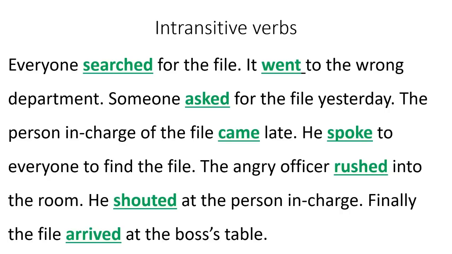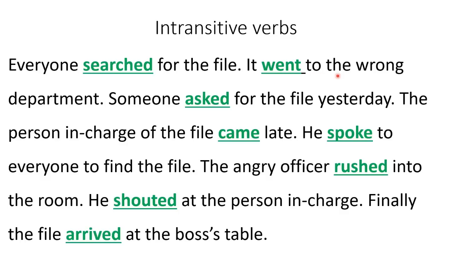Now, a simple passage. I'm sure it is very clear to you. Shout means to get angry. The rest of the verbs are all very simple. Now, as I told you, everyone searched, preposition, then only you can put the noun behind it. Everyone searched the file, if you say, that is not correct. We have to say everyone searched for the file.